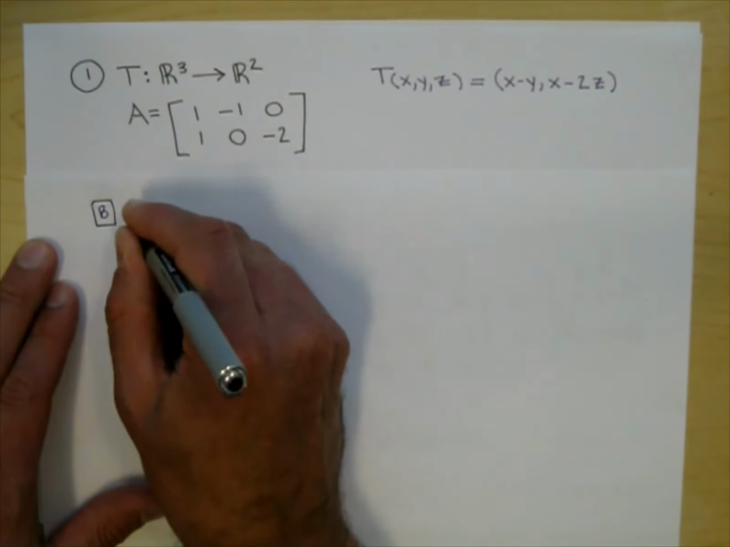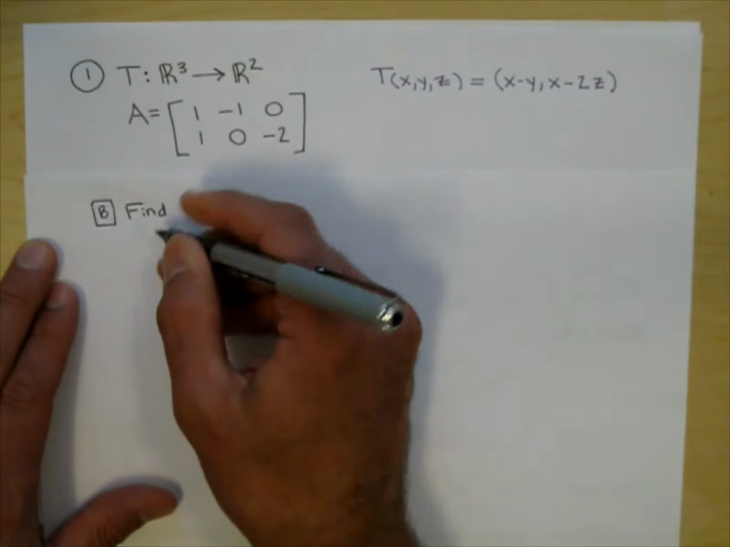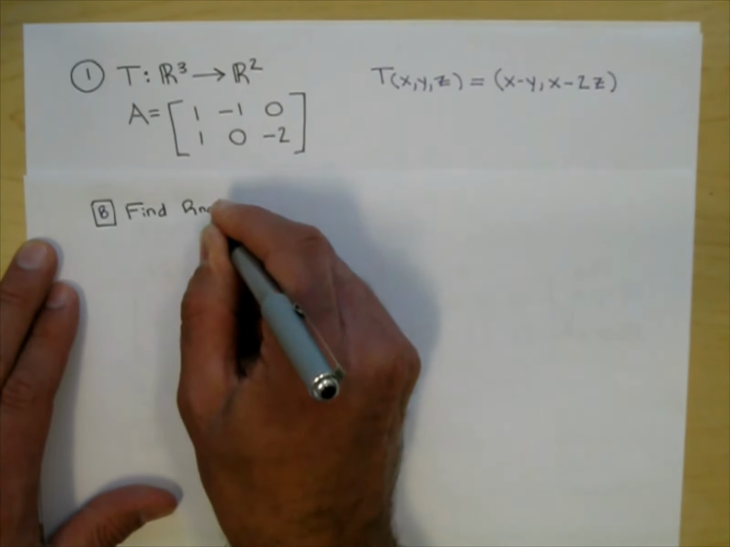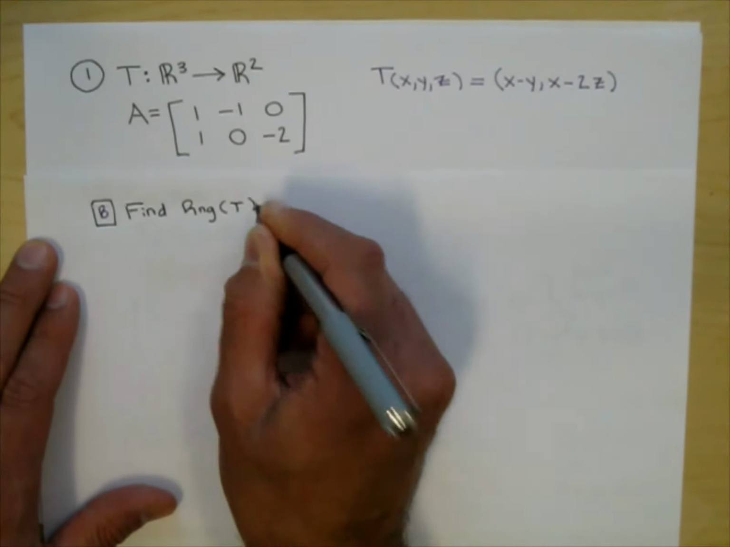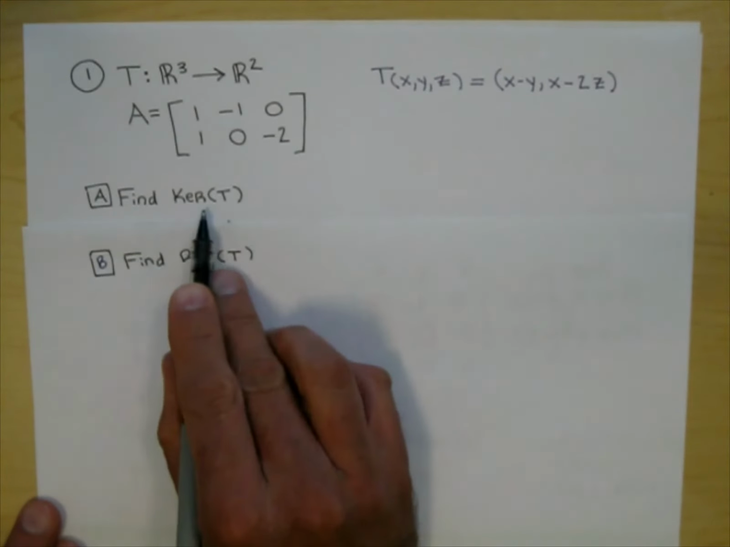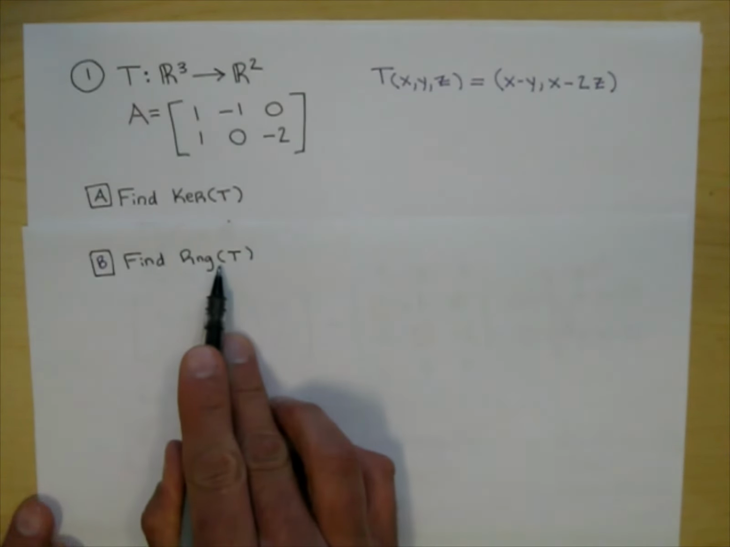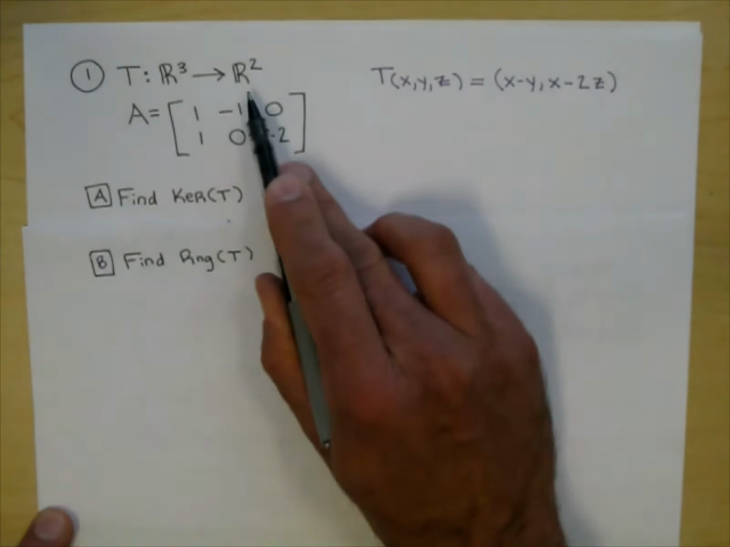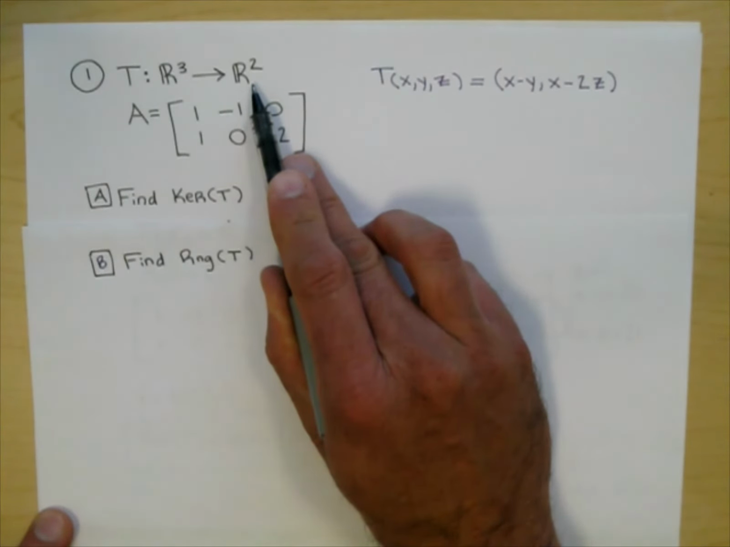It's find the range of the transformation T. Notice this one said find the kernel of the transformation, and this one says find the range. Now the range we know is going to live in R2. Okay.